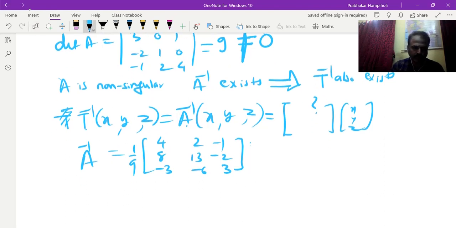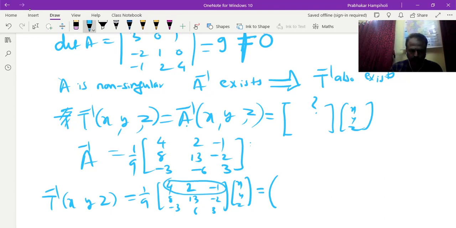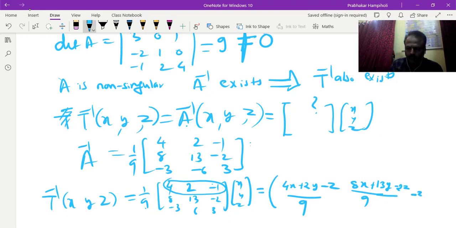Here comes the stage where I am finding T inverse at last, which is equal to 1 by 9 times the matrix with columns 4, 8, minus 3; 2, 13, 6; minus 1, minus 2, 3, multiplied by x, y, z. Multiplying the first row with x, y, z gives 4x plus 2y minus z. This 1 by 9 we can accommodate inside. Similarly, the second row gives 8x plus 13y minus 2z, divided by 9. And the third one gives minus 3x plus 6y plus 3z, whole divided by 9. So this becomes our inverse.